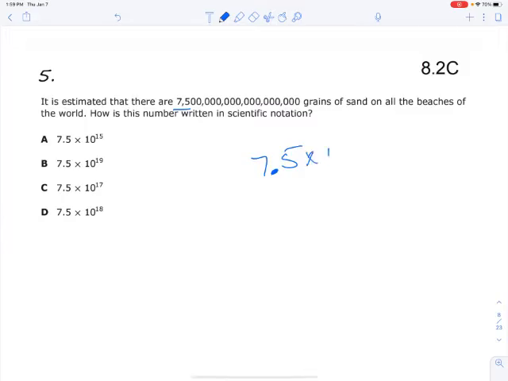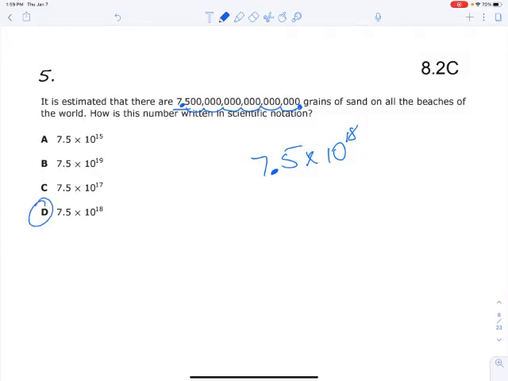Okay, and then I'm going to write times 10 to the, and then we look, where's my decimal at originally? Okay, and that was here at the end. And where did I move my decimal to between the 7 and the 5? How many places are in between? So here's 1, 2, 3, 4, 5, 6, 7, 8, 9, 10, 11, 12, 13, 14, 15, 16, 17, 18. So that means my exponent is 18, which means it's D.